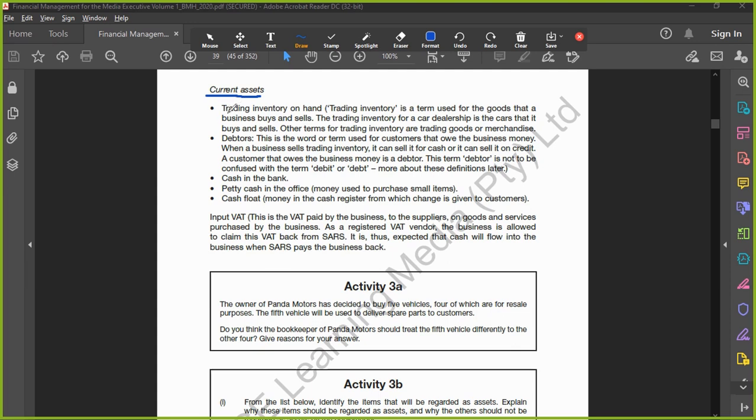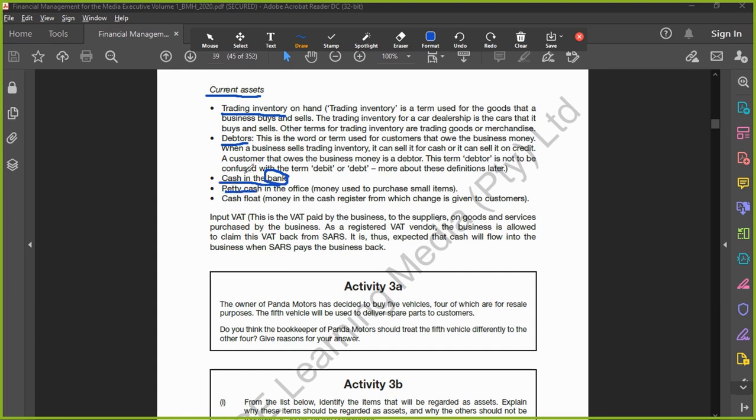If I've got a current asset, I'm dealing with things like inventory. That's a short-term asset because I'm going to be selling it. I'm going to be selling it during the year, maybe daily, weekly, monthly, depending on how quickly you get to sell your particular product. Debtors, also a current asset. Cash in the bank is a current asset.